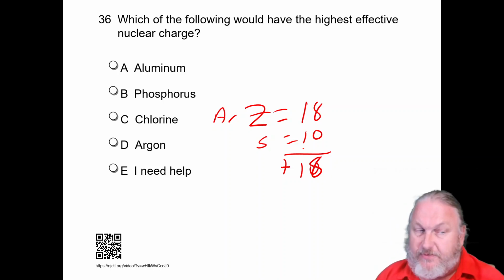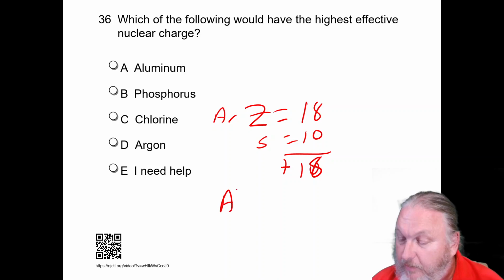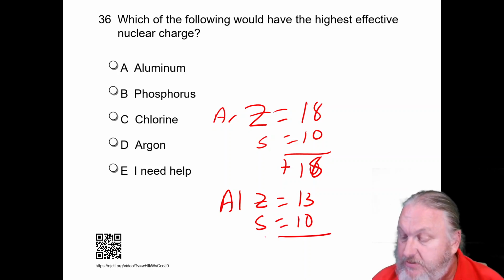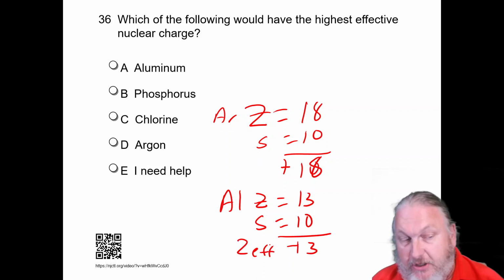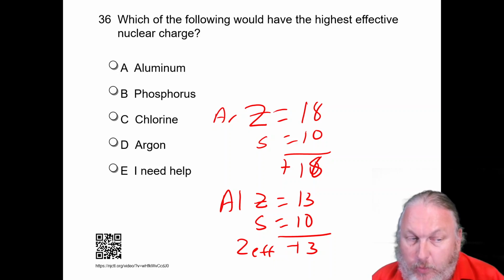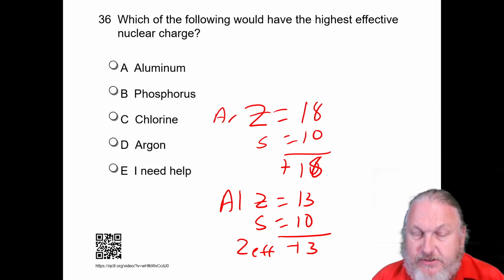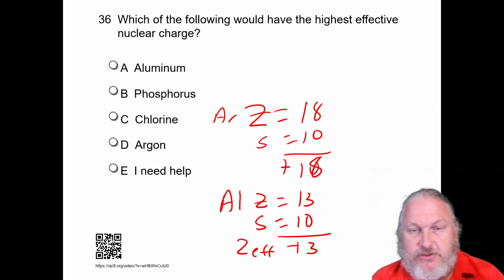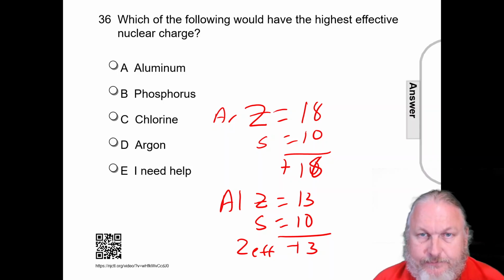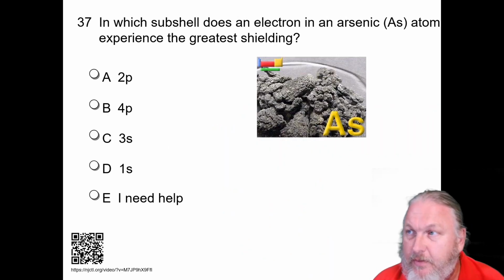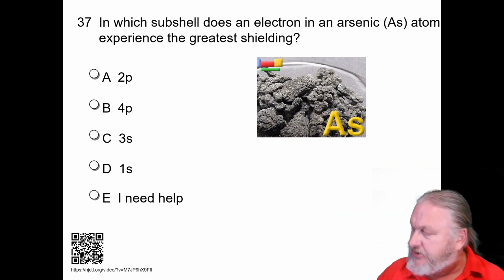Now, aluminum is the furthest to the left. Aluminum, the Z number is 13. S is going to be 10, those are the shielding electrons. So that's going to be a positive 3 for the Zeff, which tells me that there's more pull on the outer shell electrons for argon than for aluminum, and for all the other ones between aluminum and argon. That would be D.